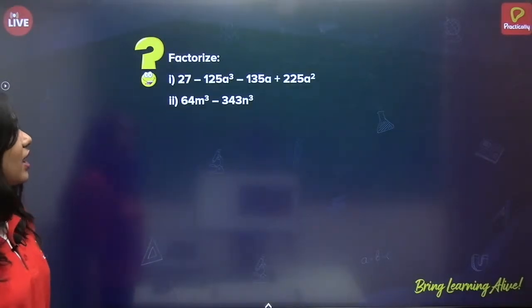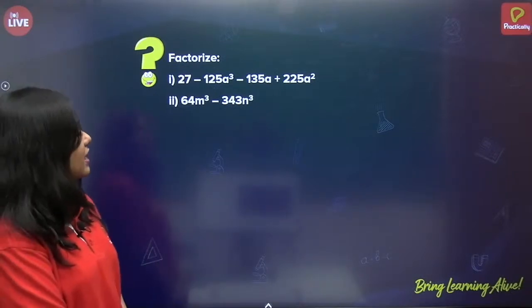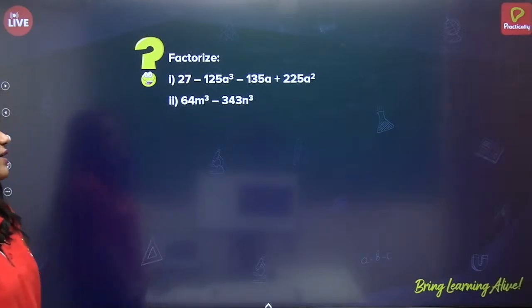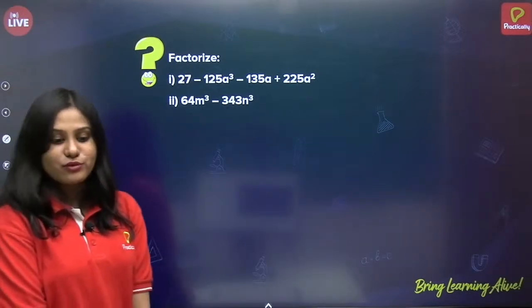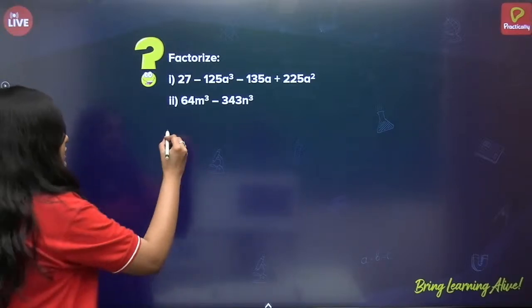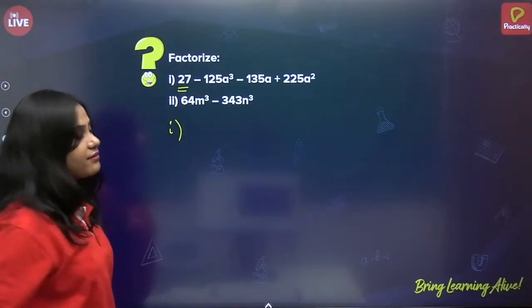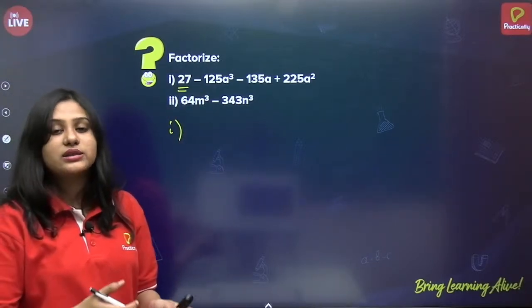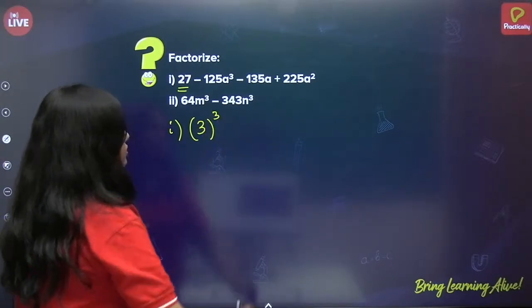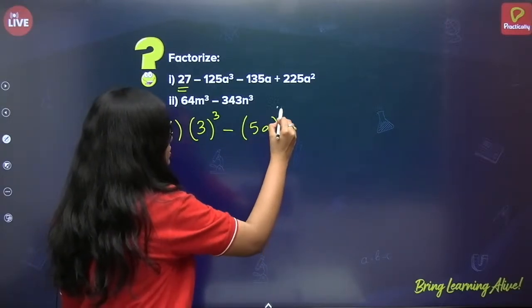Next, factorize 27 minus 125a cube minus 135a plus 225a square. So we have to factorize this. How do we do it? Alright, let us see. How can I write 27? 3 cube, correct? 3 3s are 9, 9 3s are 27. So this I'll write as 3 cube. And this I can write as minus 5a whole cube, correct?